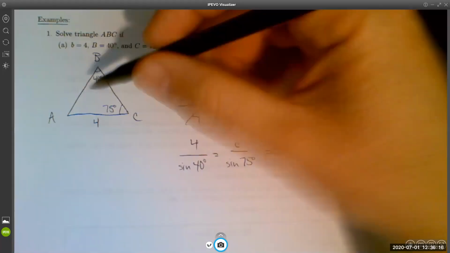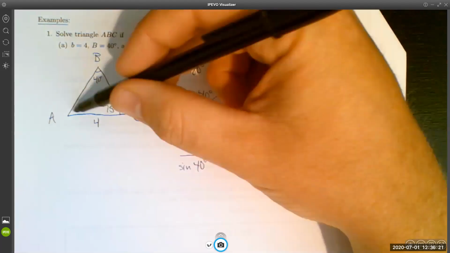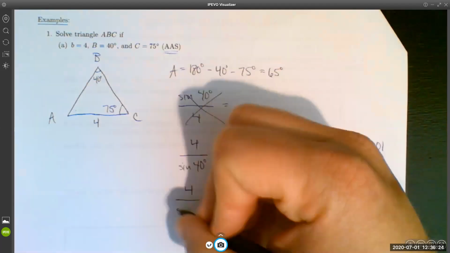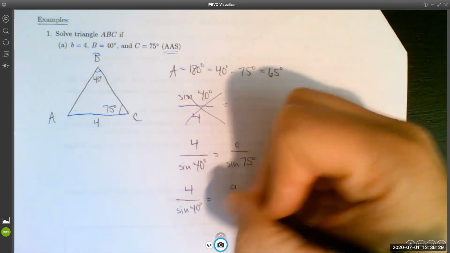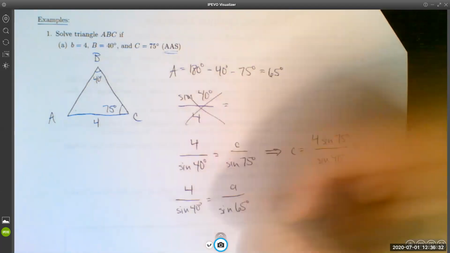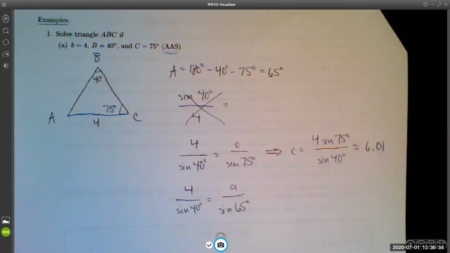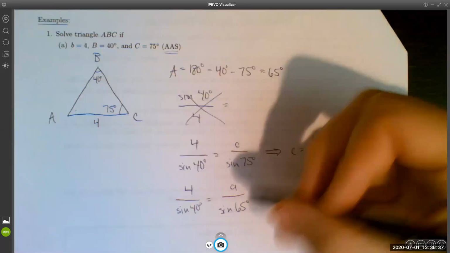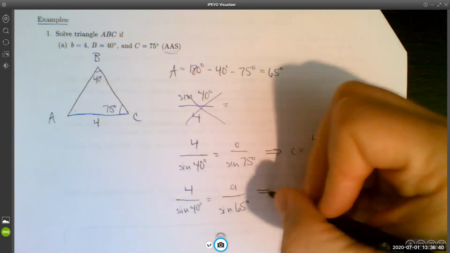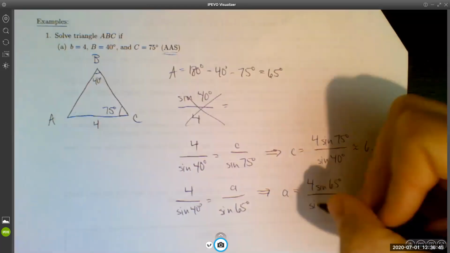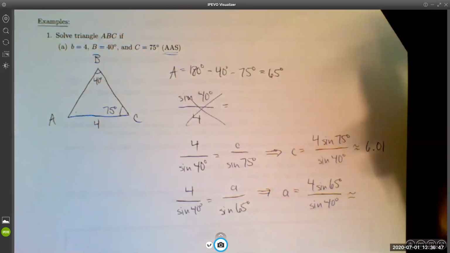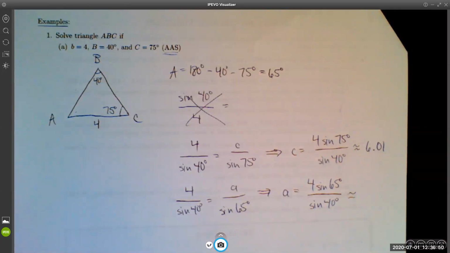I can do the same thing with this missing side because I know angle A, right? So I can say b over sine B equals a over sine A, which we found out was 65 degrees just a second ago. So this would imply then that a equals 4 sine 65 divided by sine 40. And let's see about how much that is. I'm just going to change the 75 degrees to 65 degrees. That's about 5.64.